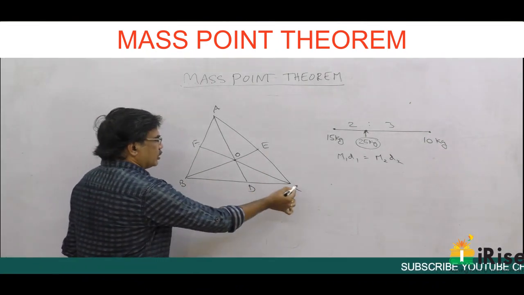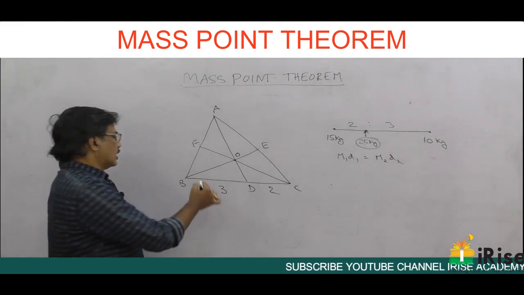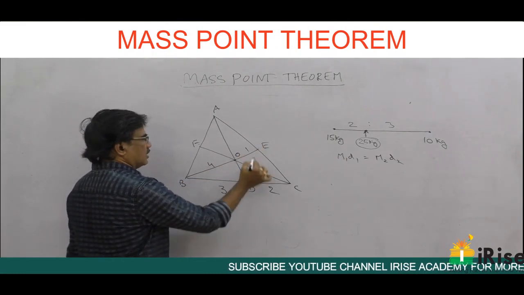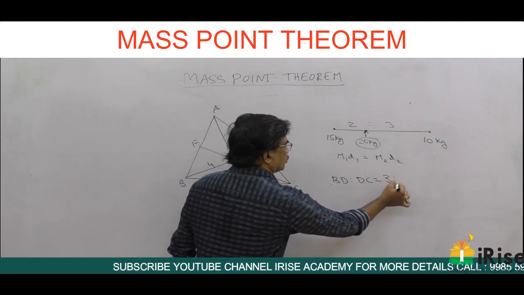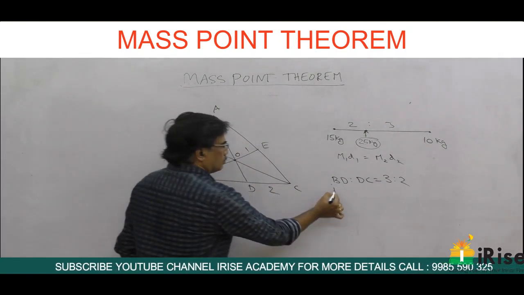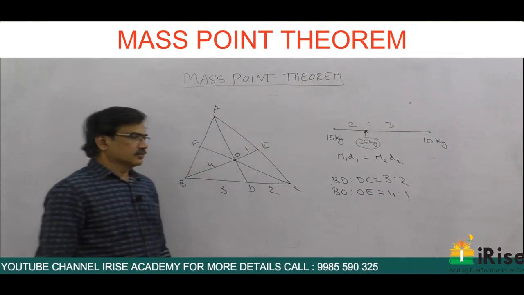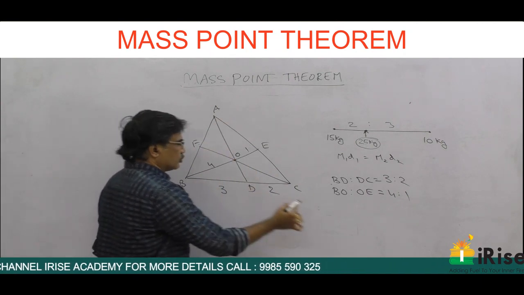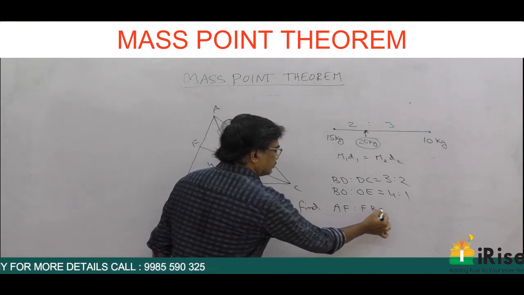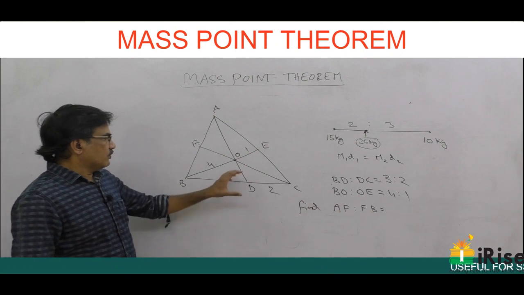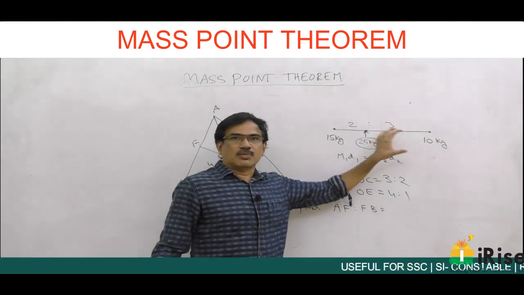If BD is to DC is given as 3:2, and BO is to OE is given as 4:1, then find AF is to FB. So if two ratios are given, how do we find the remaining ratios? Using this mass point theorem.